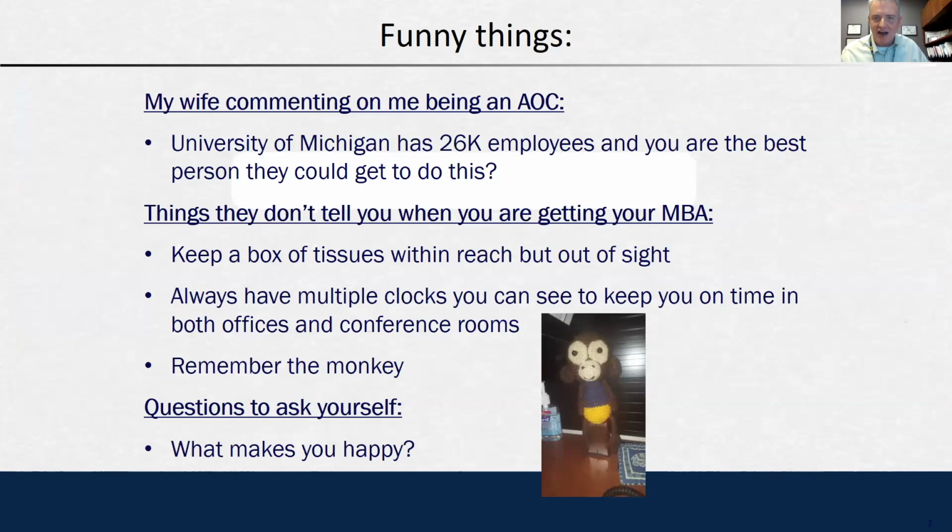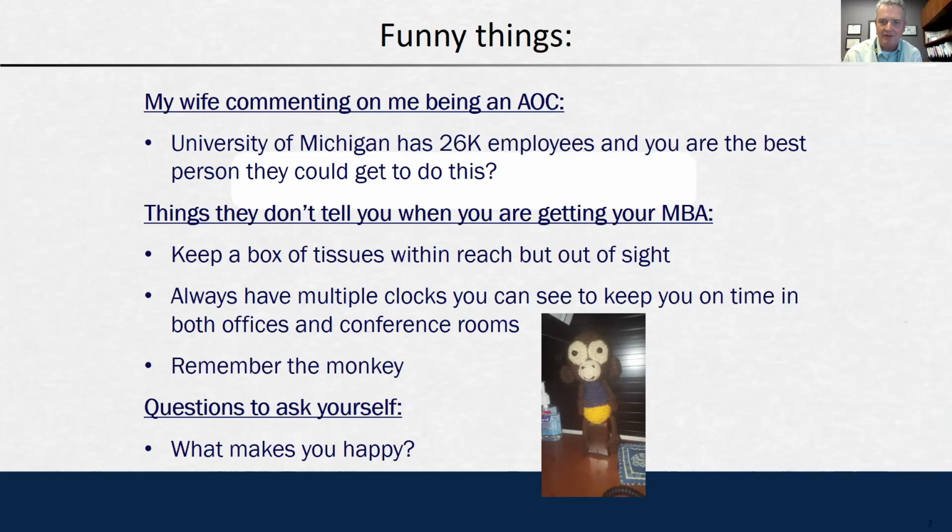I did want to take this opportunity, since you're young and emerging leaders, to give you a couple points of advice. And one of them, just because I was the administrator on call, my wife said there's 26,000 employees at the University of Michigan. Are you really the best person that we could get for this job? And I was like, yeah, I was as surprised as anybody else. And so I think take those opportunities when they're presented to you and go and see different parts of the organization and see how it works.